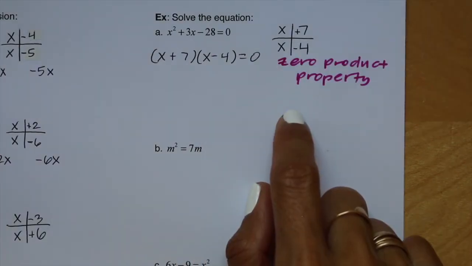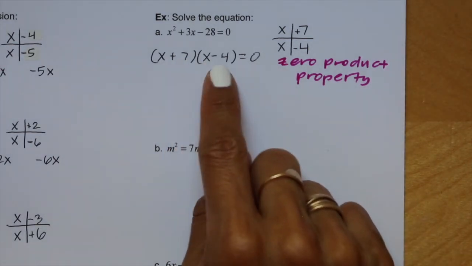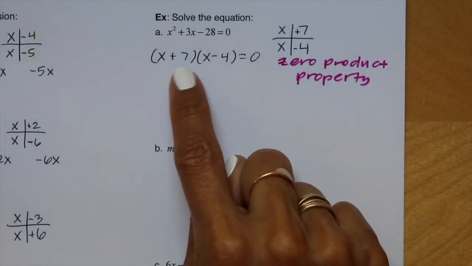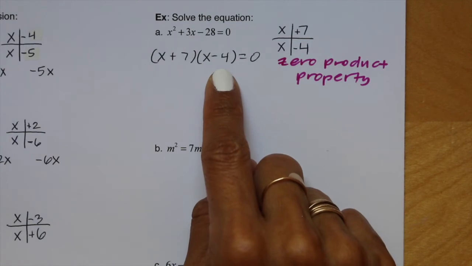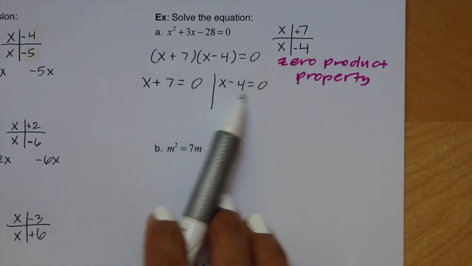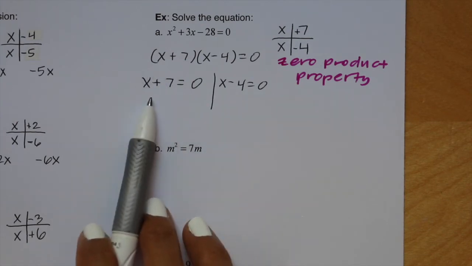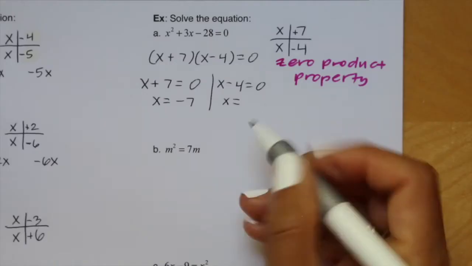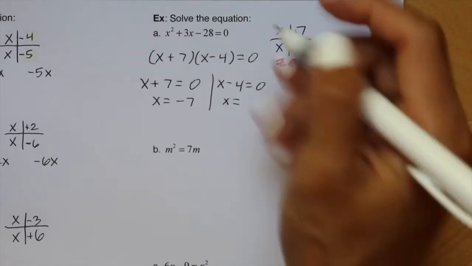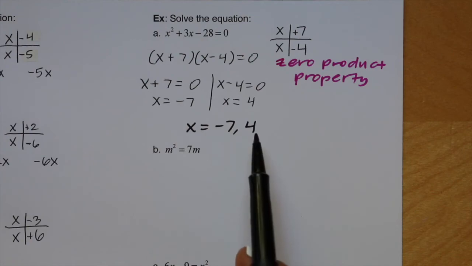So next we're going to apply what's called the zero product property. It says that if you have a product equaling 0, you can set both of the factors equal to 0. So I have x plus 7 equals 0, and then I have x minus 4 equals 0. Finally, we're going to solve this linear equation. So we get x equals negative 7, and over here we're going to add 4 over, so you get x equals positive 4. So you end up getting two answers, negative 7 and positive 4.